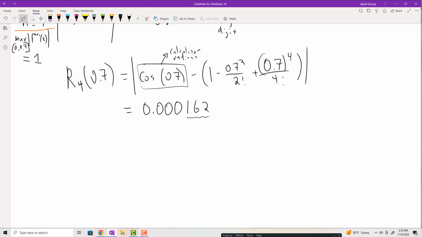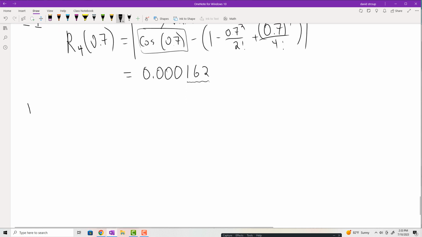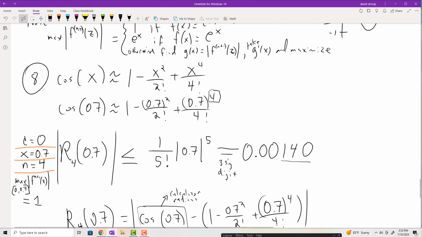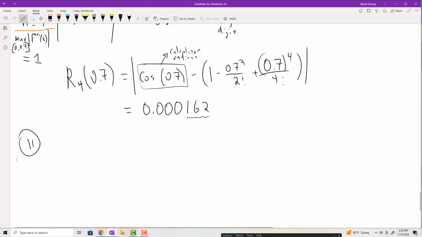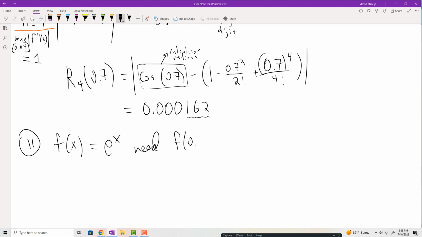Okay, let's look at number 11, where we have the other type of problem. In the first problem, we were given a 4th degree polynomial and wanted to know how good the approximation is. Now we are given a function and an error, and we need to build a polynomial, so we need to figure out the n value. Here f of x is e to the x. I need f of 0.4, and I want my error, the difference between the polynomial and the actual function, to be less than 0.001.